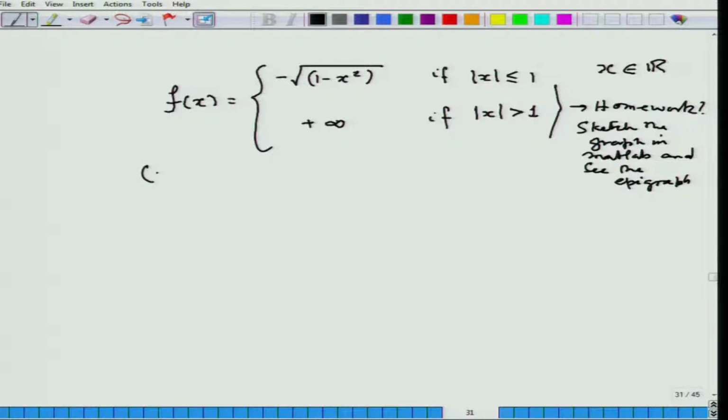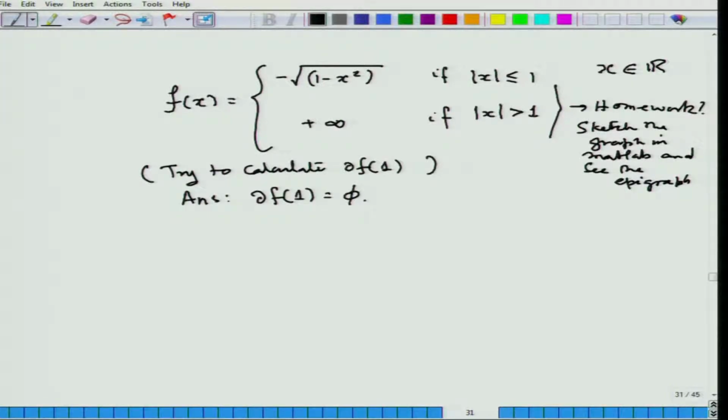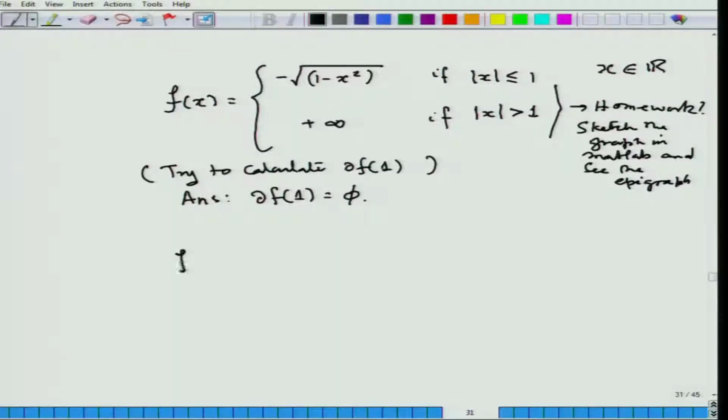So, your homework is to try to calculate del f(1). The answer to this question is that del f(1) is equal to the empty set. Now, there are a lot of issues which come up when you take this extended valued function, though they are very important. We have said that the subdifferential for a function from Rn to R is convex, compact and so on, a nice thing. But what happens when I have this sort of an extended valued function? Let me just take a very simple case.